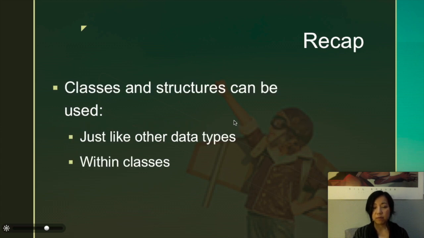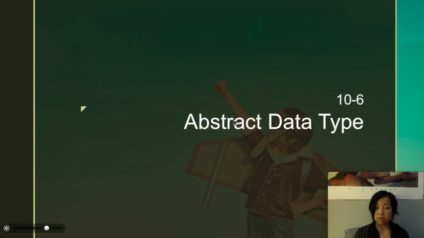So to recap, we can use classes and structures, mixing them together just like other data types. And we can use classes and structures just like other data types, in functions as a return type. Next, we are going to talk about what an abstract data type is.